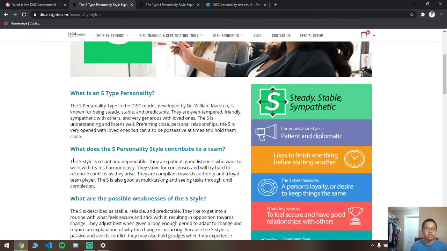The S personality type in this model developed by Dr. William Marsden is known for being steady, stable, and predictable. They are even tempered, friendly, sympathetic with others, and very generous with loved ones. The S is understanding and listens well, preferring close personal relationships. The S is very open with loved ones, but can also be possessive at times and hold them close.